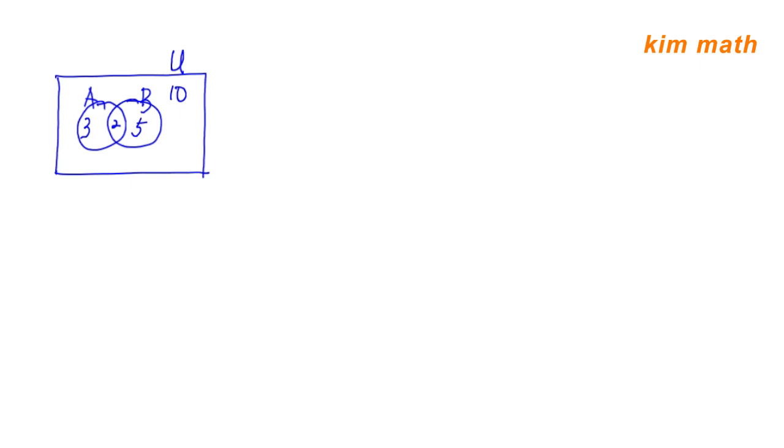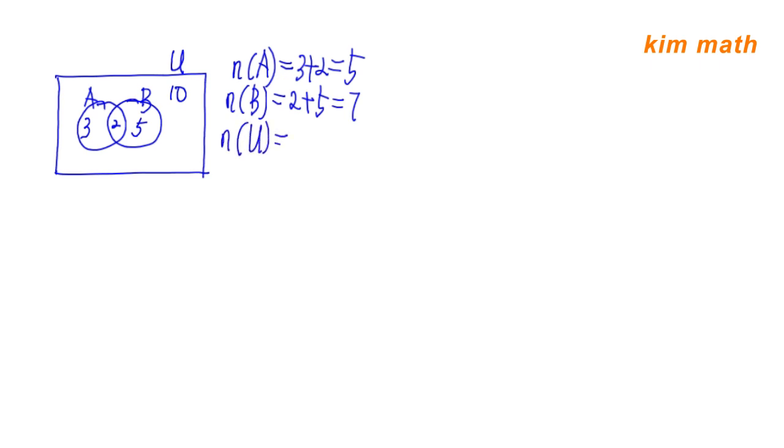For example, the number of set A will be 3 plus 2. Can you see that? This is 5. Now the number of event B is 2 plus 5, or 7, and the number of the total, if you add all of these numbers, will be 20.